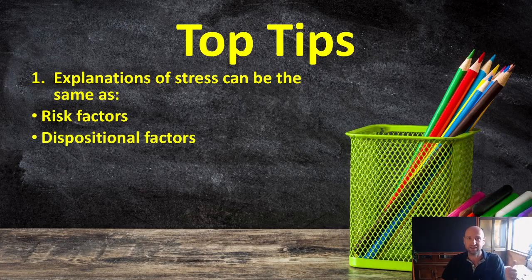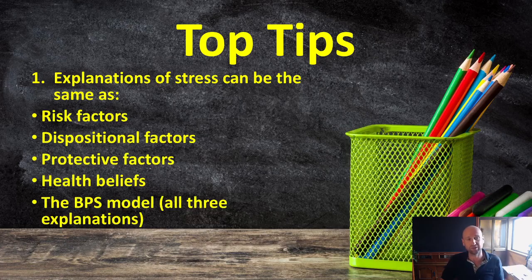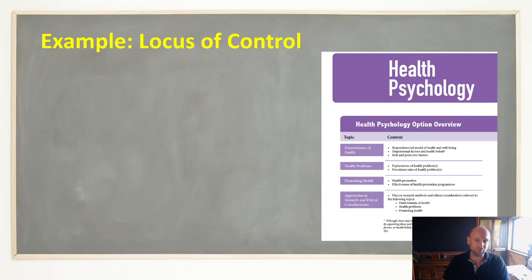That's a risk factor. These also can be dispositional factors, and I'll give you some examples in a little moment. There are also protective factors and health beliefs, and you can't understand why people get stressed by just looking at one specific approach. You actually have to look at how those factors intertwine and combine, and voila, you have the biopsychosocial model. So when we look at health problems and determinants of health, if you become an expert in the health problems, you're pretty much covered for most, if not all, of the questions from the determinants of health. All you have to do is change the wording, pretty much.